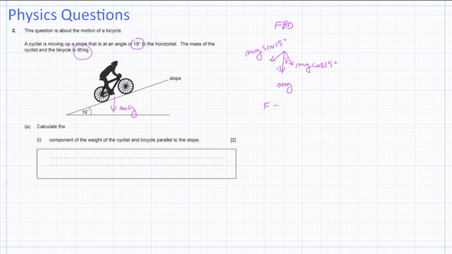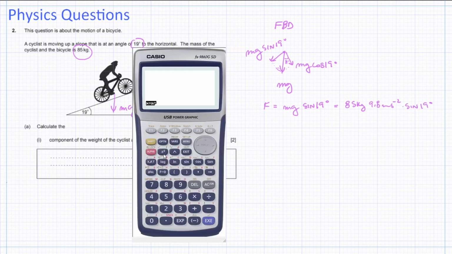Therefore, the force would be mg sine of 19, which would be 85 kilograms times gravity times sine of 19. So, check shift setup, it's in degrees, that's fine. So 85 multiplied by 9.8 multiplied by sin of 19, 271.